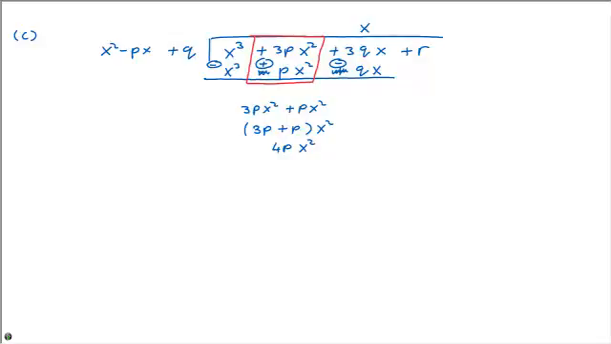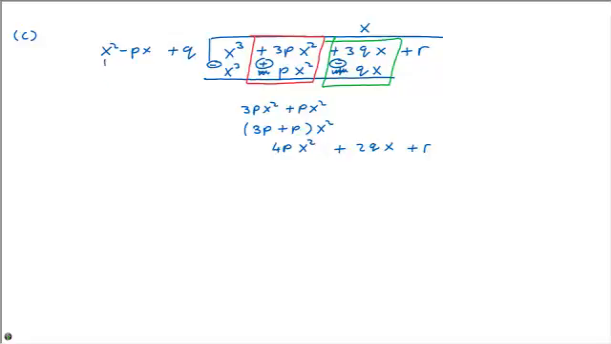Taking a look at the coefficients of x, something similar. So this time it's 3q minus q, so that's 2q. So I'm just going to bring that down here, 2qx. And I'm also going to drop down the plus r. And I'm going to start again.